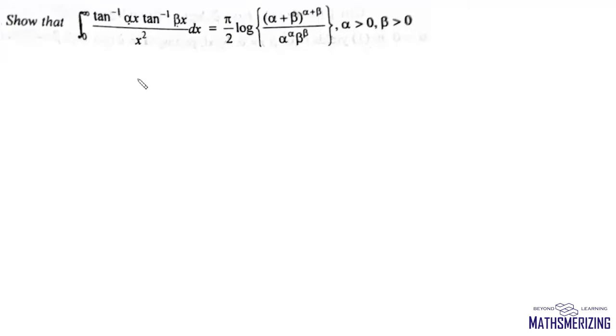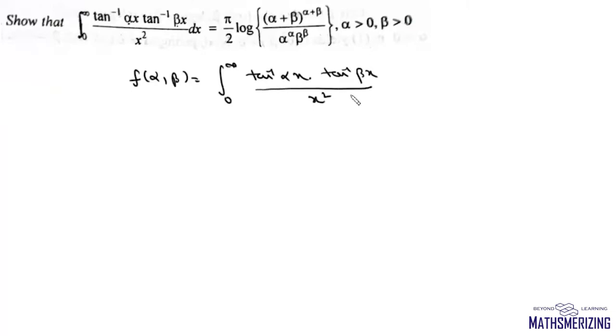So it will be some function of alpha beta. So we'll write f(alpha, beta) as this integral from 0 to infinity of tan inverse alpha x into tan inverse beta x upon x square dx. Now we'll partially differentiate this function with respect to, say, alpha. So we'll write del f upon del alpha, and it'll be this integral from 0 to infinity, and here we are partially differentiating it with respect to alpha.